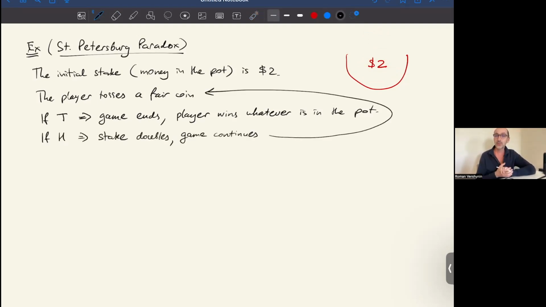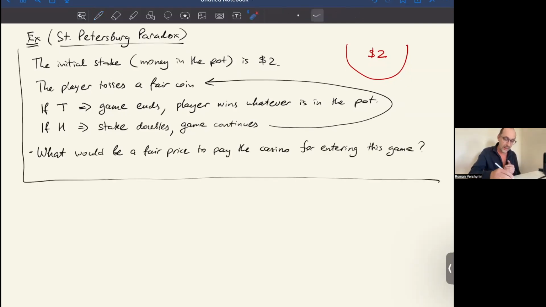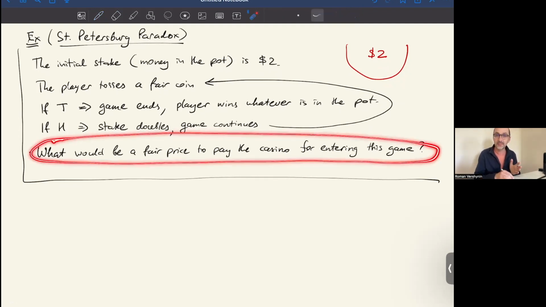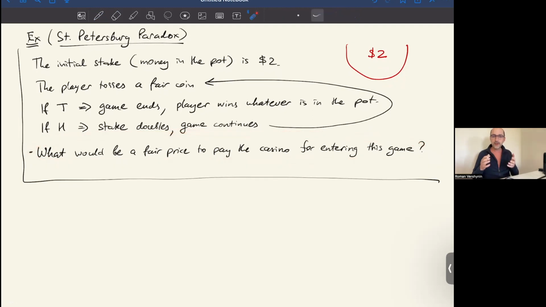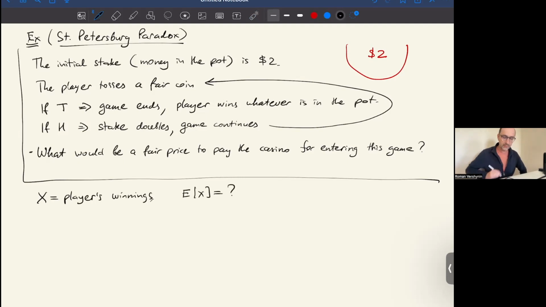How much are you willing to pay me to play this game? What would be a fair price to enter this game? How can we formulate this question mathematically? The fair price to pay the casino should be the same as your expected winnings. Then you'll be even. So the question is, what are your expected winnings? Let x be the player's winnings, and we would like to compute its expected value.